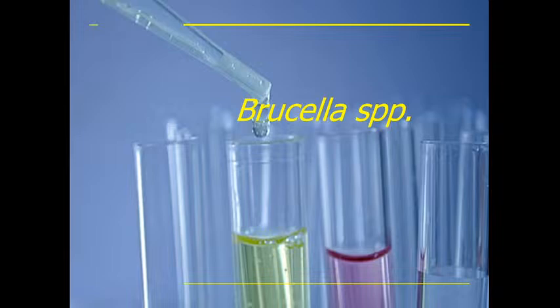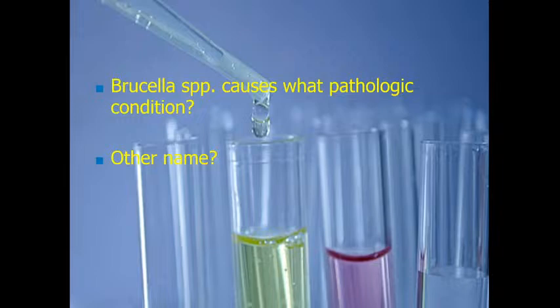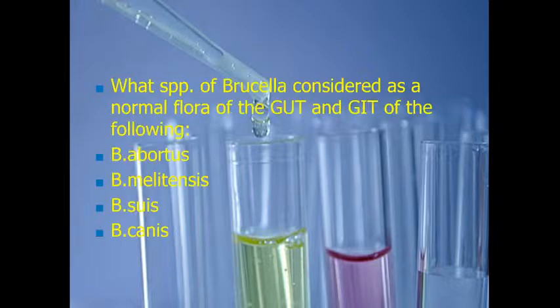Now, let's move on to Brucella species. Brucella species causes what pathologic condition? We have undulant fever. Another name for undulant fever is Malta fever. And there are several species of Brucella.